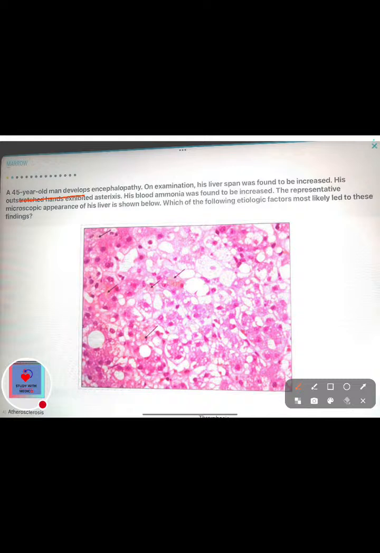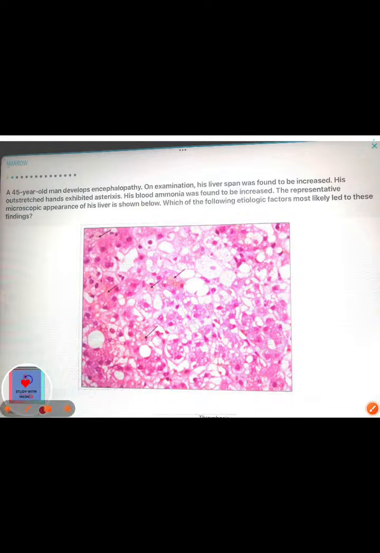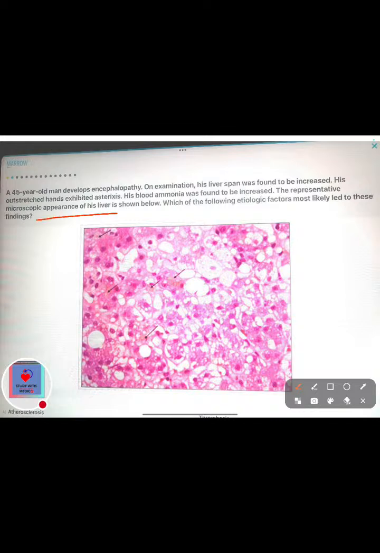A 45-year-old man develops encephalopathy. On examination, his liver span was found to be increased. His outstretched hands exhibit asterixis. His blood ammonia was found to be increased. So it is a liver problem. The representative microscopic appearance of his liver is like this. Which of the following etiologic factors is most likely to lead to these findings?